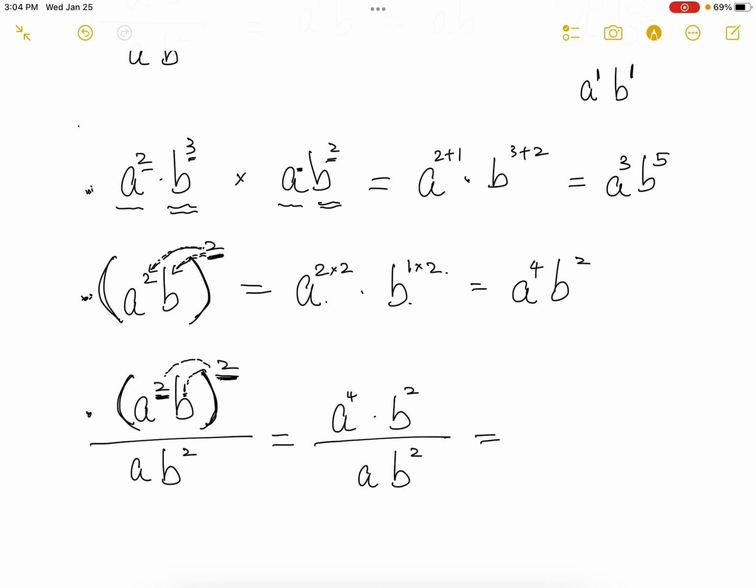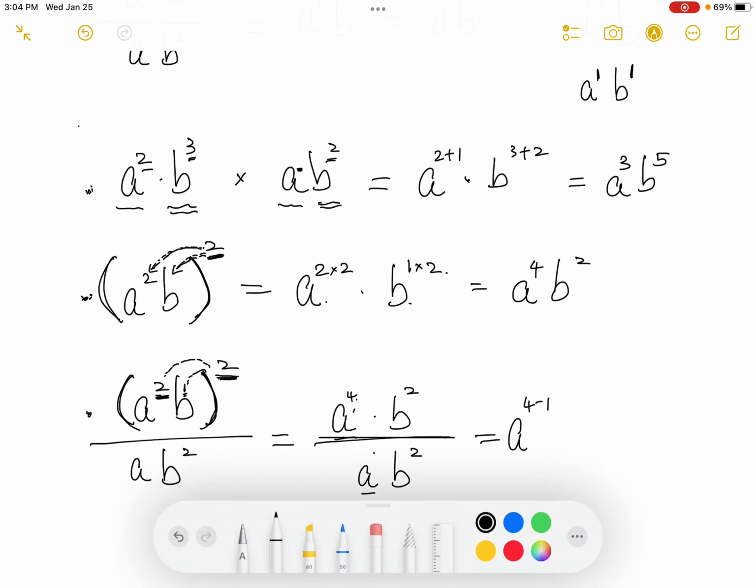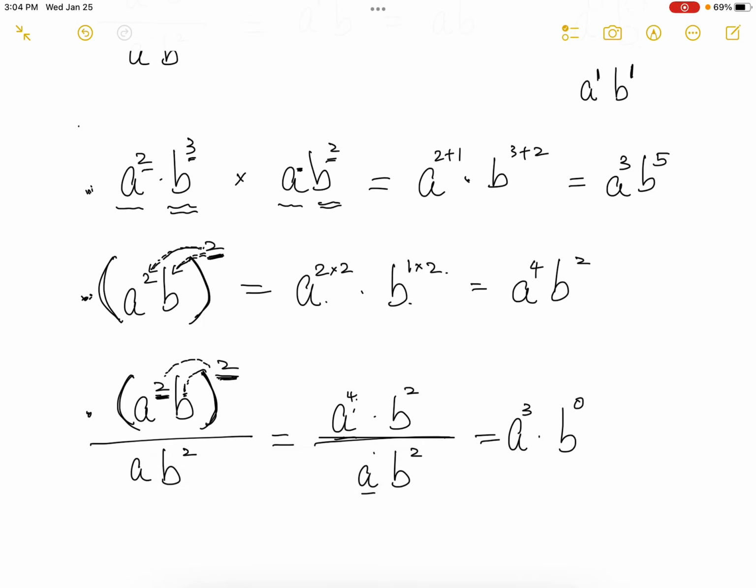So now, since this is division, now we do subtracting of the exponents, right? So here we look at a with a, so that's a to the power of 4 minus 1, which is going to be 3. And then b to the power of 2 minus 2, which is going to be 0. And then we just happen to bump into something new here.